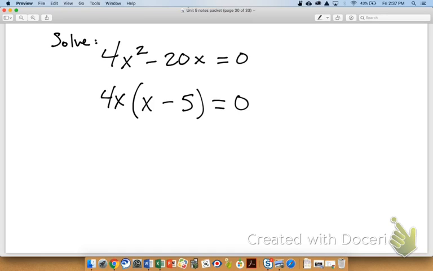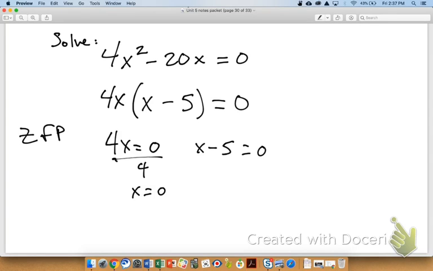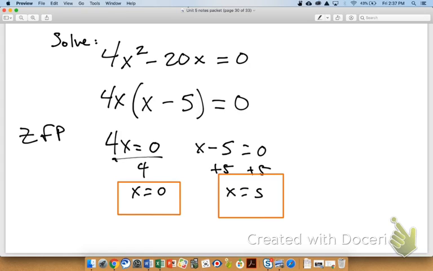Hey, we do have to double check something though, right? Is the leftover a trinomial or is it a binomial? A binomial. Is it the difference of squares? It's not, right? Because x is not really a perfect square. Neither is 5. So I'm done with my factoring. My final step would be to use the zero factor property, which would be 4x equals 0, or x minus 5 equals 0. Dividing by 4 gives me x equals 0. Of course, adding 5 gives me x equals 5. I've got two answers, x equals 0, x equals 5.